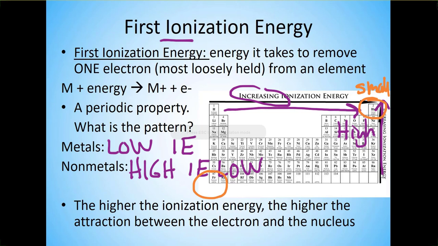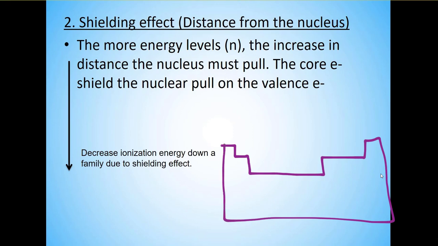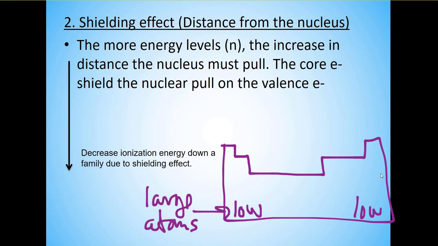So again, nonmetals have very high ionization energy, or that is the energy to remove an electron, and metals have a very low ionization energy. One more thing to talk about. When we look at a periodic table, we find that down here at the bottom, with the large atoms, we find that they have a low ionization energy.